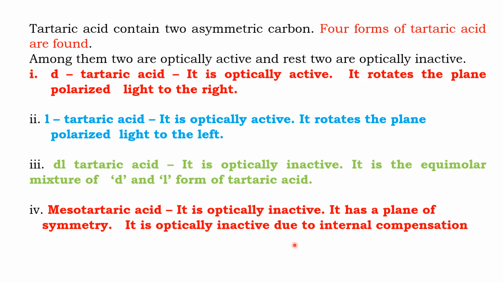So, as per the 2 raised to n principle, we can have 4 isomers, but only 2 isomers are optically active. The remaining 2 are optically inactive. Take down.